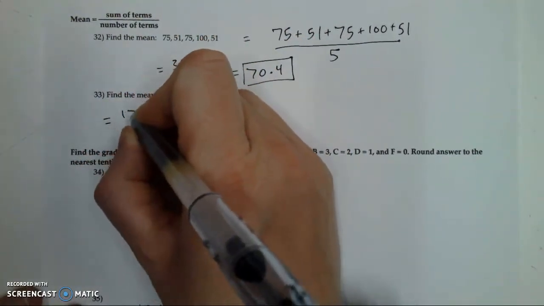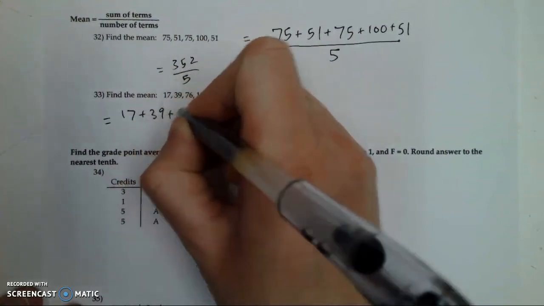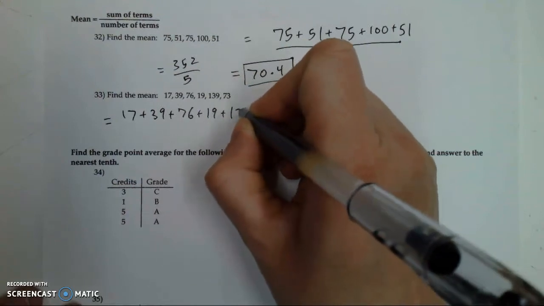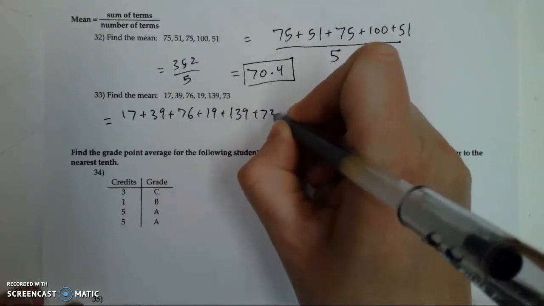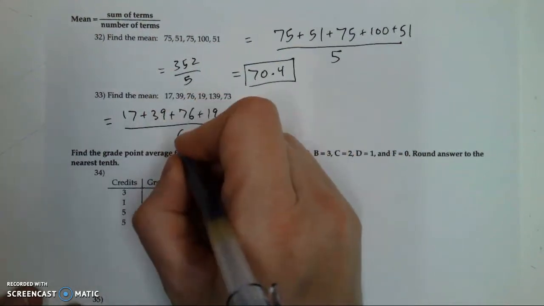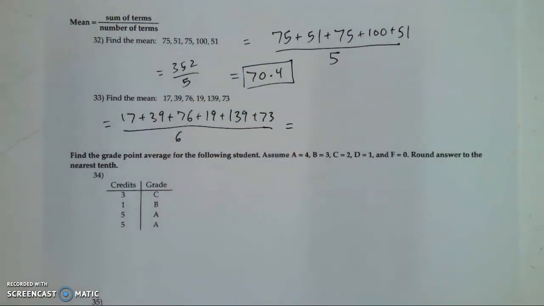So similarly here, I'm going to take 17 plus 39 plus 76 plus 19 plus 139 plus 73, and I've got 1, 2, 3, 4, 5, 6 things total. So I'm dividing by 6. So again, let's add up the top first. So 17 plus 39 plus 76 plus 19 plus 139 plus 73.